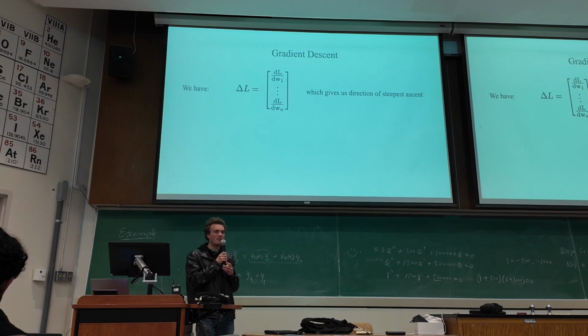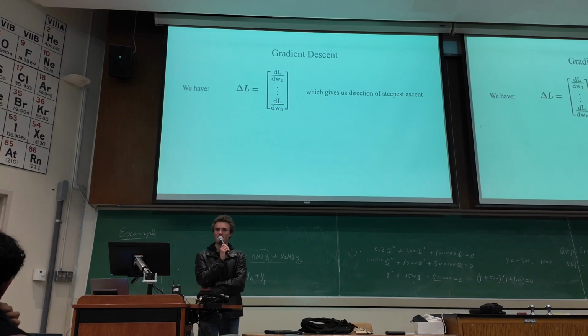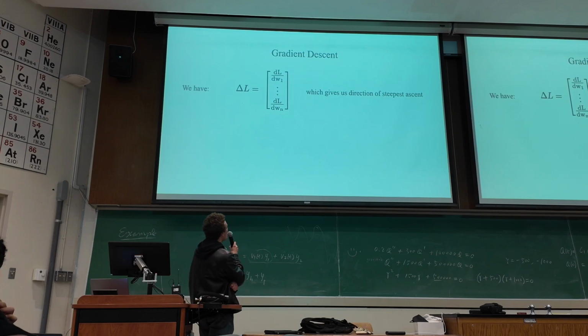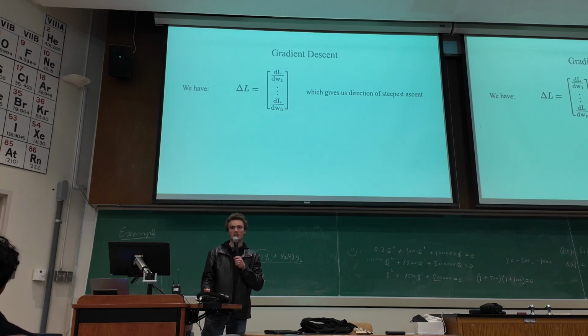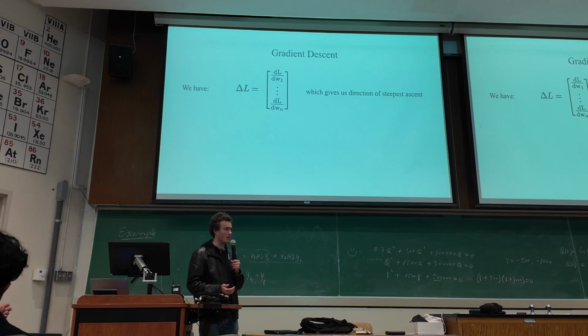Does anyone have an idea of how we can decrease the loss, if we know what the gradient is, which gives us the direction of steepest ascent? Yes? Subtract the loss function by the negative gradient. Right. If we know the direction of steepest ascent, and it's probably a little bit of a hint by the name, we want to descend. So we travel in the direction opposite to the gradient. We take the negative of the gradient.